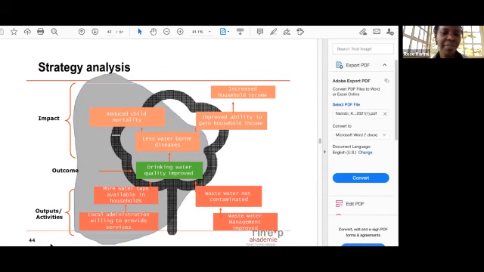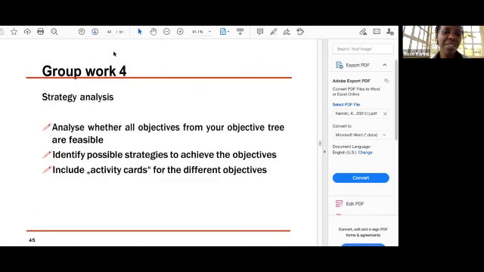Let's move next. You can actually see everything is all emanating from how we defined our problem tree. So we are trying to analyze: are all objectives from our objective tree feasible? Can we achieve them with a given time and resources? Identify the possible strategies, and then the activities for the different objectives. Move next.